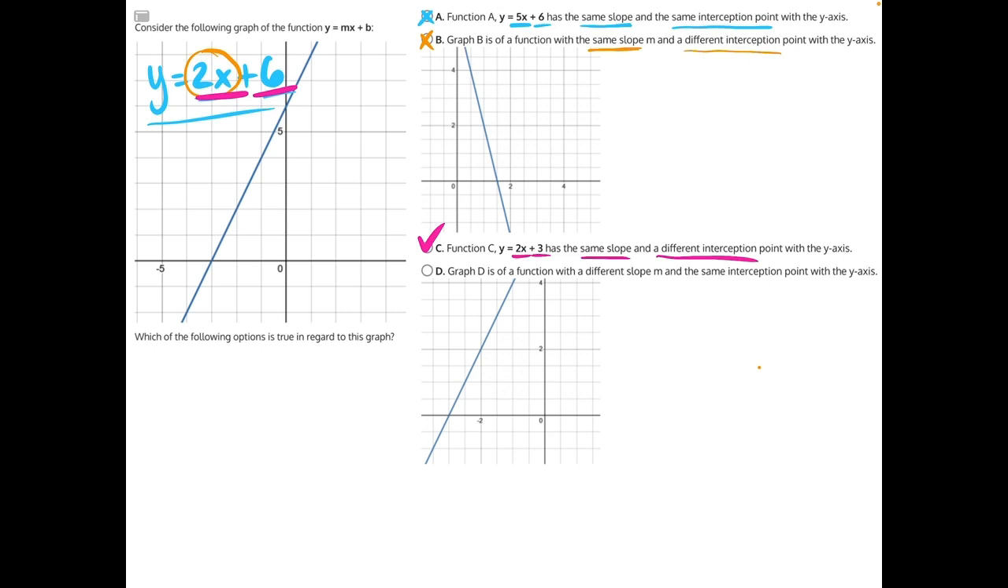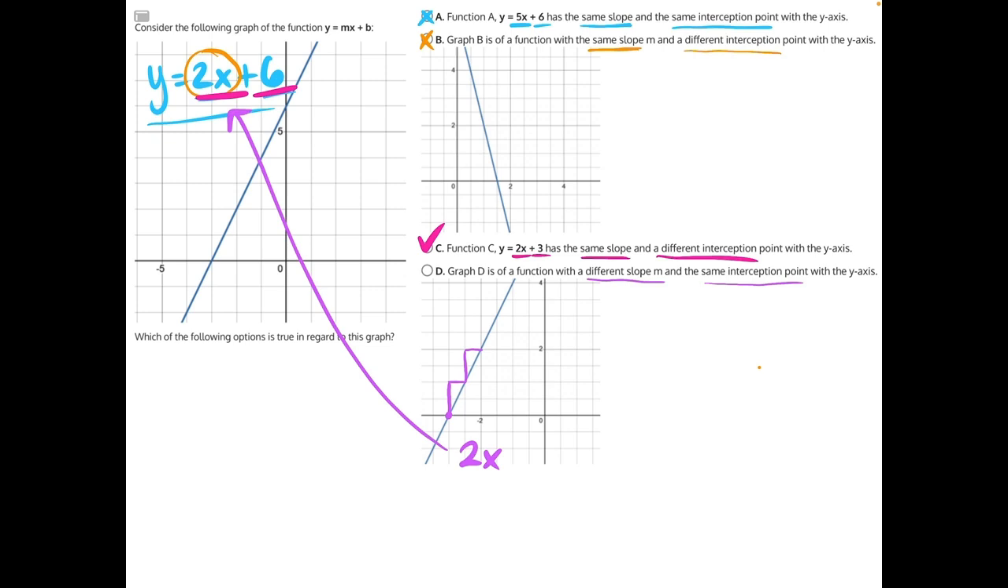Graph D is of a function with a different slope m and the same intercept point. Again, the intercept point in this case is off screen, so we're not able to verify that unless we create an equation for this function. But let's take a look at the slope. If we were to start at this point here, rise 2, run 1, up 2 over 1. That has the same slope as our original function.